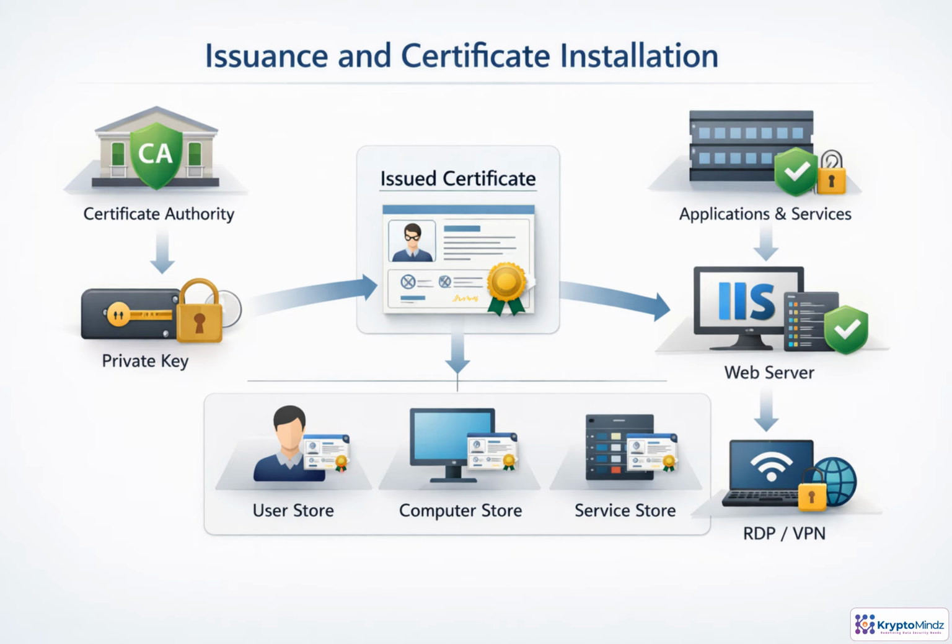Once the CA approves a request, it signs the certificate with its private key. That signature is what makes the certificate part of a trusted chain. The issued certificate now includes the subject identity, its public key, validity dates, and the permitted key usages. Next, it must be imported into the correct certificate store: user, computer, or service. Finally, specific applications like IIS, RDP, VPN, or Wi-Fi are configured to actually use that certificate.